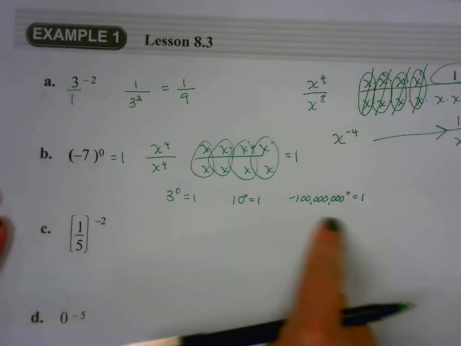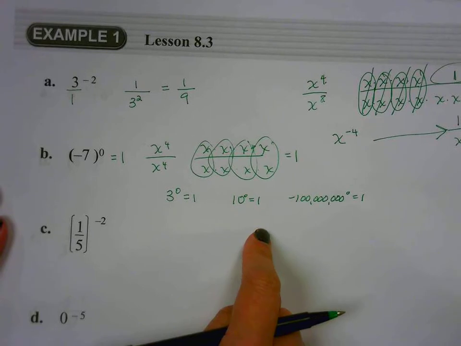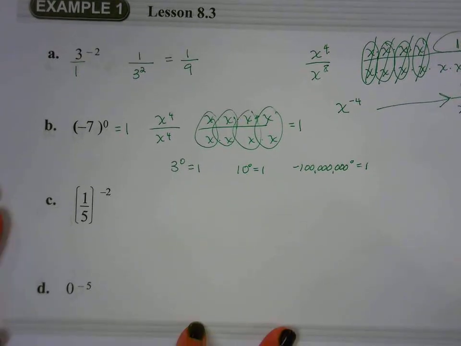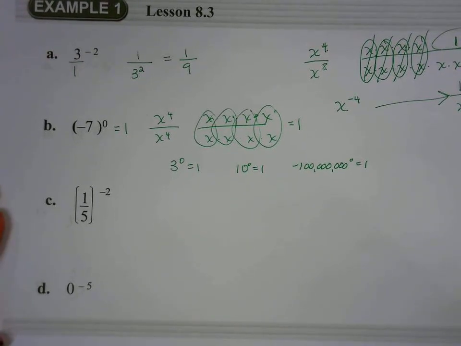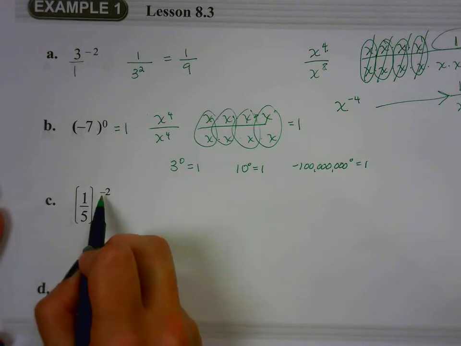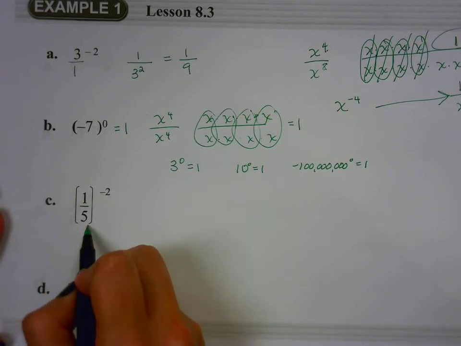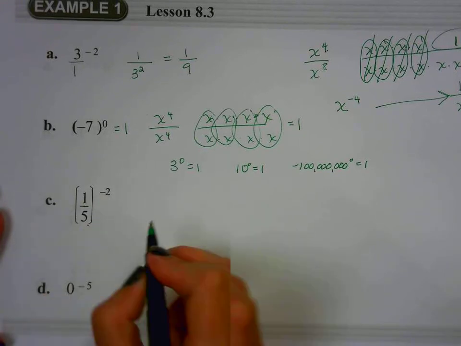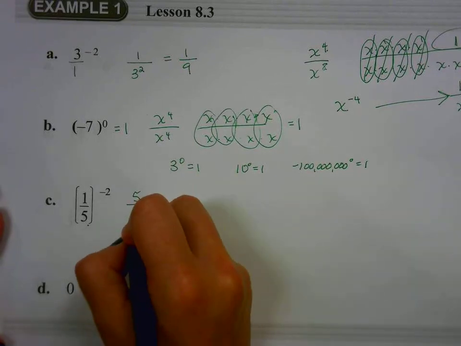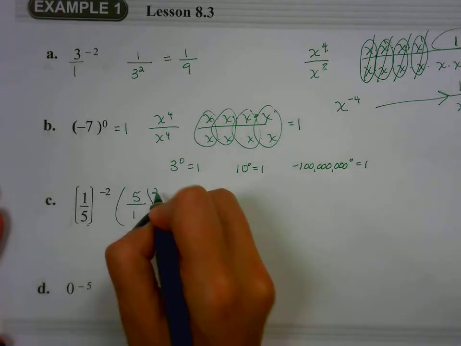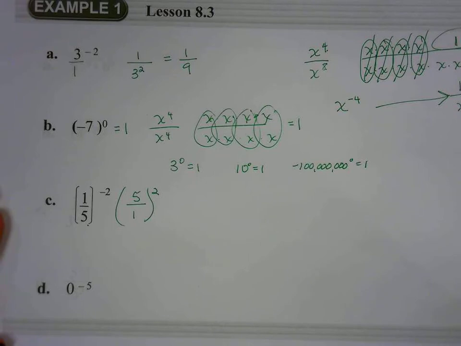All right, letter C. So again, we're going to go back to that reciprocal idea. I have a negative exponent, so even when I'm dealing with a fraction, I'm going to use the reciprocal. So this would be 5 over 1 to the now positive 2. And then now I just say, okay, well, 5 times 5 is 25. And my answer is 25.